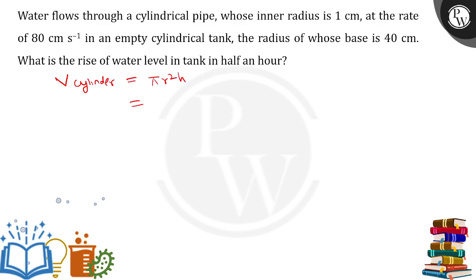Pi is clearly mentioned as 22 by 7. Sorry, I'm talking about the cylindrical tank, not the cylindrical pipe over here. If you're having any confusion, let me write over here: tank, the total water that will be filled. So over here the radius will be 40 centimeter, 40 centimeter is the base, so 40 into 40.